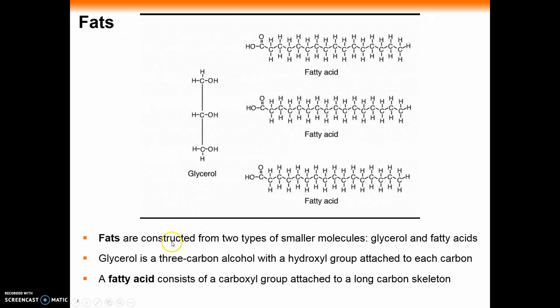Now, fats are constructed from two types of smaller molecules, glycerol and fatty acids. Glycerol is very similar to carbohydrates, it's just lacking a carbonyl. But fatty acids have these long hydrocarbon chains, which are nonpolar in nature. We call it fatty acid because at the end we do have a carboxyl group. The carboxyl group can release a hydrogen and ionize, meaning that it is in fact an acid.